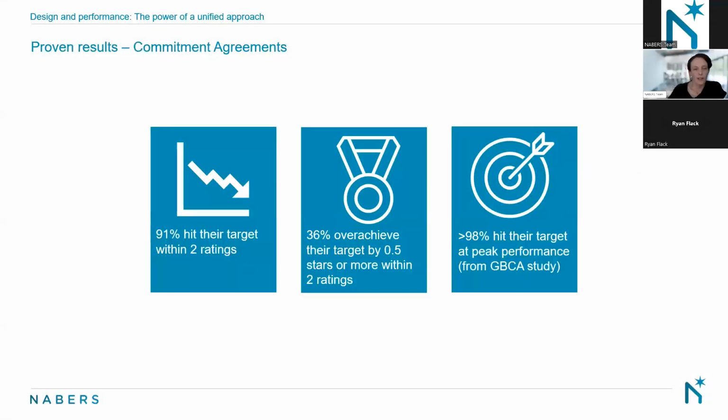So in terms of outcomes, we did see some from the Green Building Council study, our data too. So 91% of buildings hit their target within 2 ratings, and 36% overachieve off the bat as well. That's really exciting. That's the opposite of the performance gap. And over 98% hit the target peak performance, which is the stat from that Green Building Council study as well.